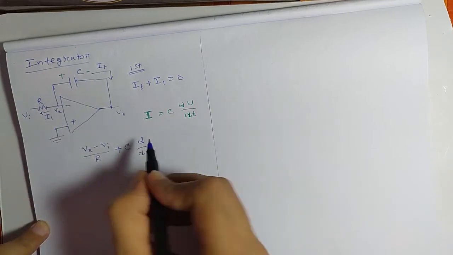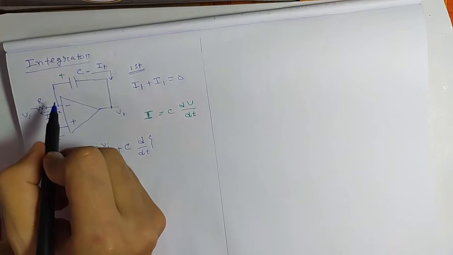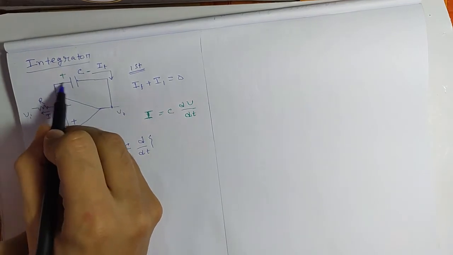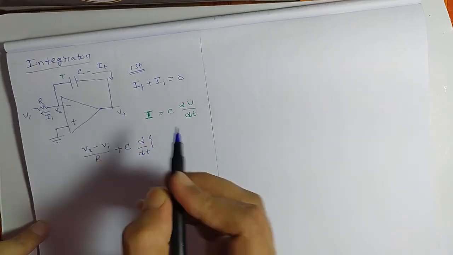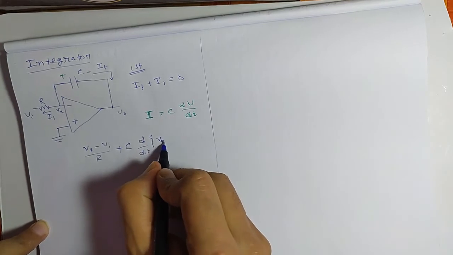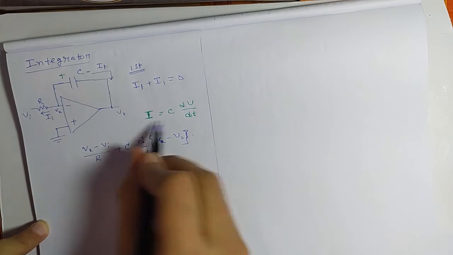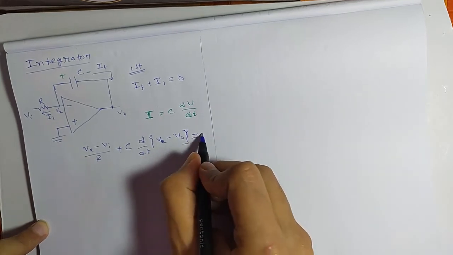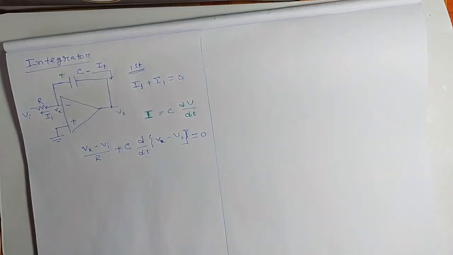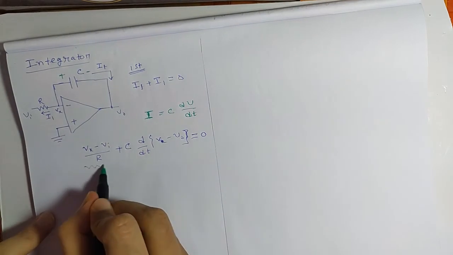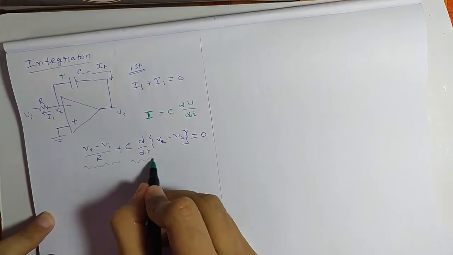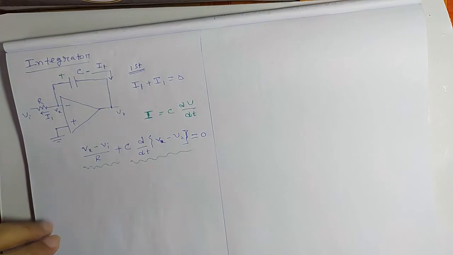So for the capacitor voltage, this point voltage is Vx and that point voltage is V0, so it will be Vx minus V0. So that will be the capacitor current, and it will be equal to 0. So that part is the current through R and that part is the current through the capacitor.